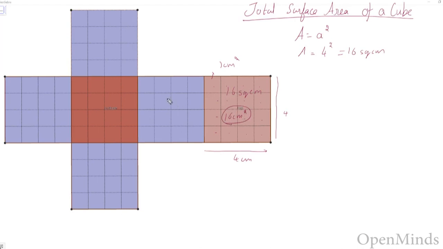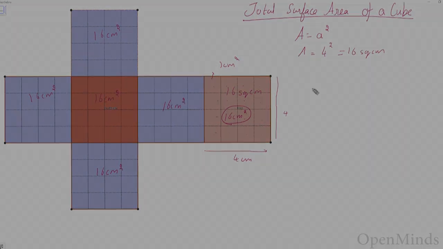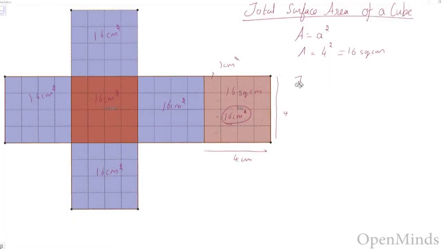How many pieces like that? Even here we find 16 square centimeters, and here also we have 16 square centimeters. Look at that, that's very simple. And the bottom here is again 16 square centimeters. If you add all these, we get the total surface area. The total surface area of this cube is 16 plus 16 plus 16 plus 16 plus 16 and 16. So why 6 times? Because I have 6 faces. So we can also write this as 6 times 16.